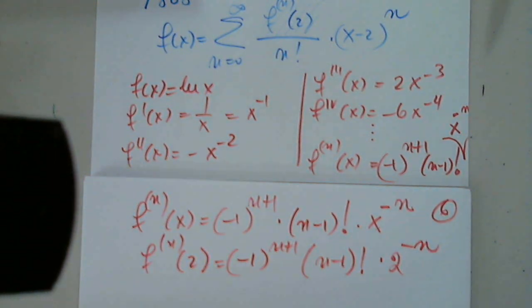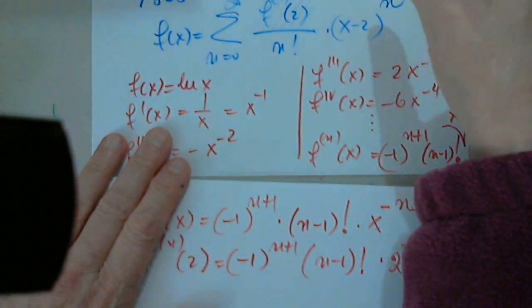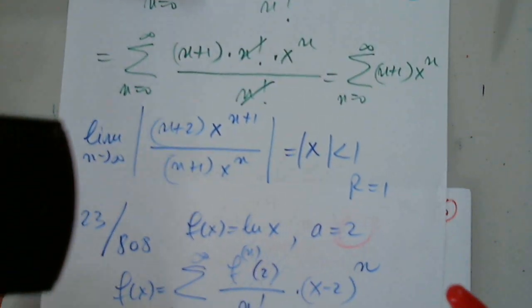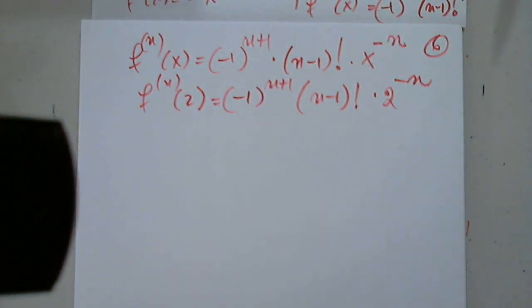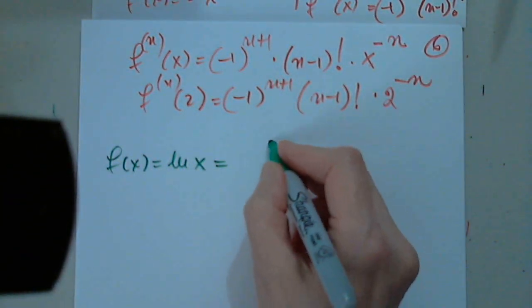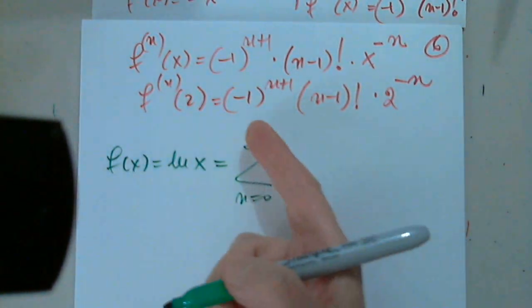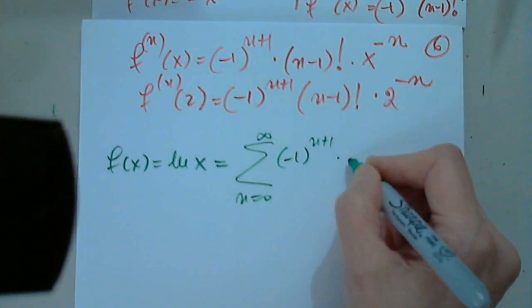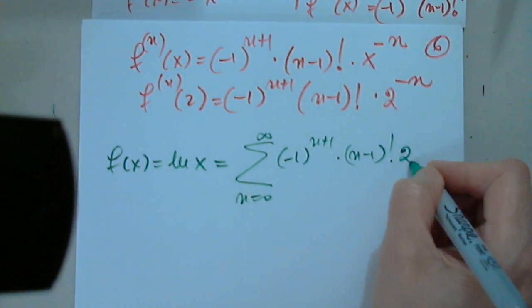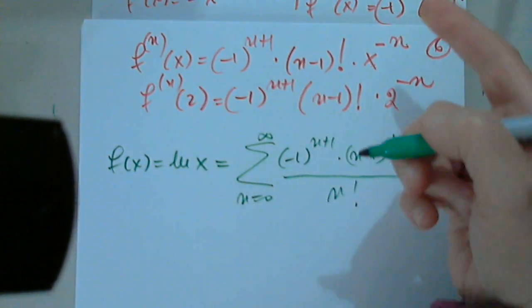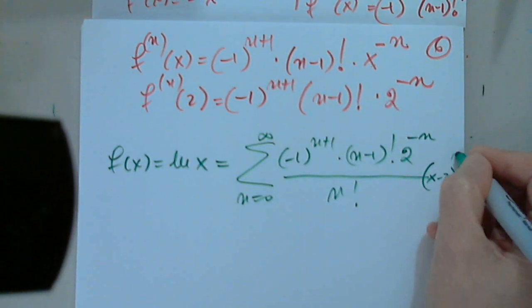So then I do have this piece of the coefficient. These are the coefficients, but this, I have this piece. So now we are ready to write the whole thing. So then f of x, which is natural log x, is the same as the sum, n equals 0 to infinity, of negative 1 to the n plus 1, n minus 1 factorial, 2 to the negative n, everything divided by n factorial, and multiplied by x minus 2 to the nth power.